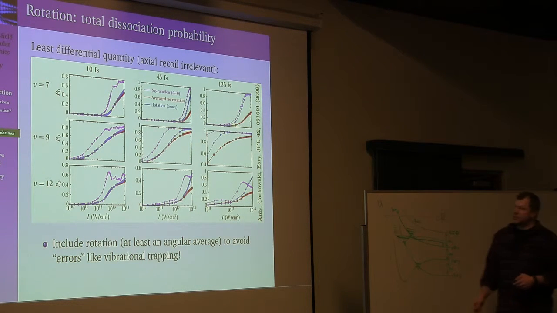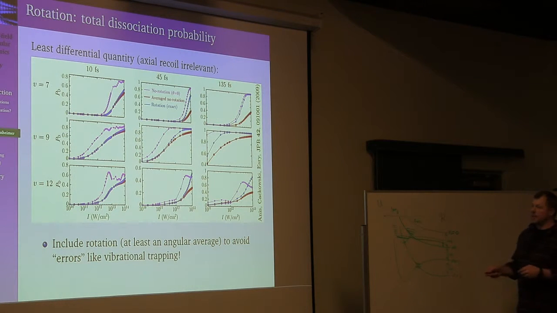So people expected vibrational trapping, and they saw it in their calculations. Everybody was happy. Okay? Except that when you actually include rotation, it seems to go away. And people found that out long before we did these calculations. We weren't the first ones to say that.